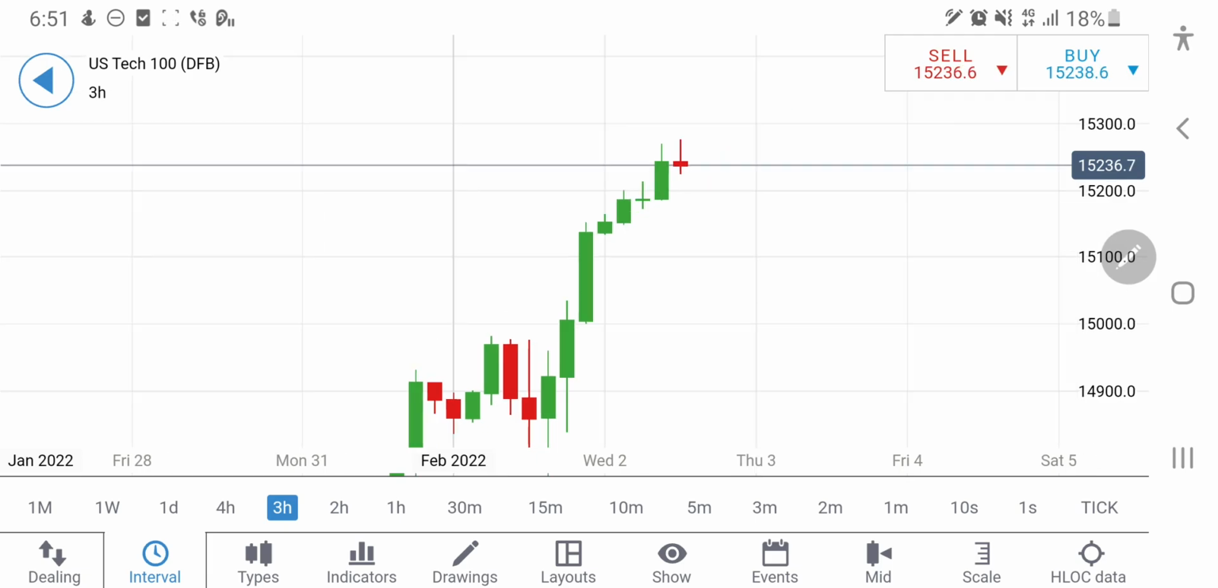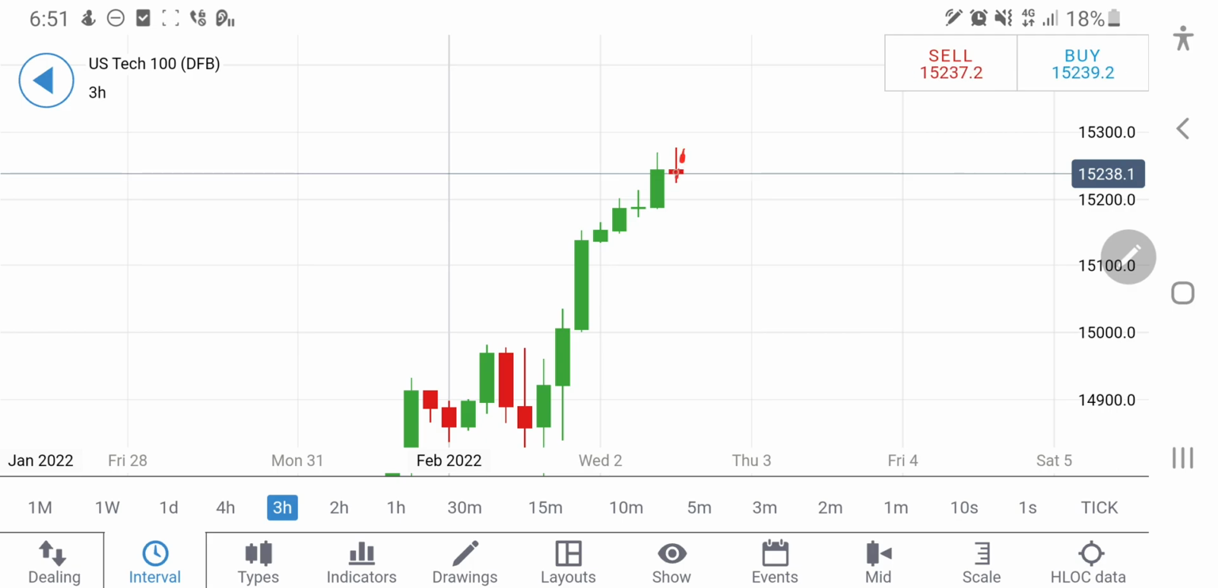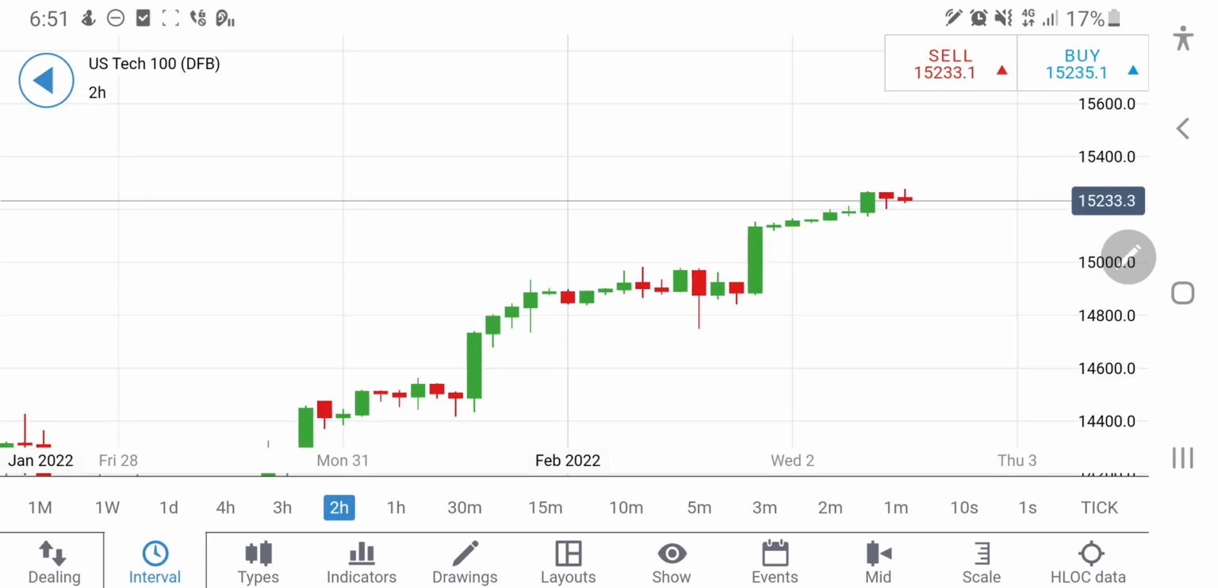It has formed a wick on this, trying to drop, but exactly as I said, 15200 is the level below which only I will expect it to drop. So you can take a shot at around 15190, 180 zone, where you can expect it to drop till 15140, 15100, and then it can drop towards 15,000 also. On the upside, it can.